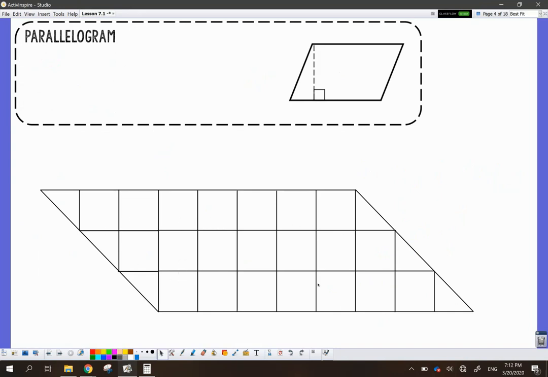So I have a parallelogram here. Now I can count the squares inside. I can count the perimeter to get that. But remember, this isn't exactly one though. And the squares are cut here.